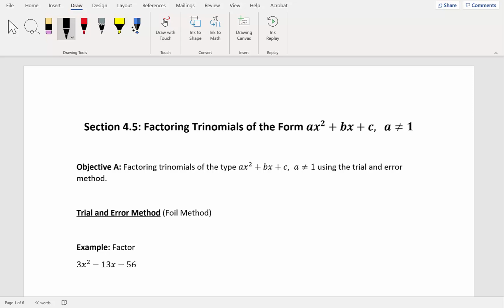In this video, we're going to take a look at section 4.5, which is factoring trinomials of the form ax squared plus bx plus c. And this time our a is not equal to 1. So in the previous section, we saw trinomials of this form, x squared plus bx plus c, where the coefficient of x squared was 1. Now in this case, these types of trinomials, the coefficient of x squared can be some other number.